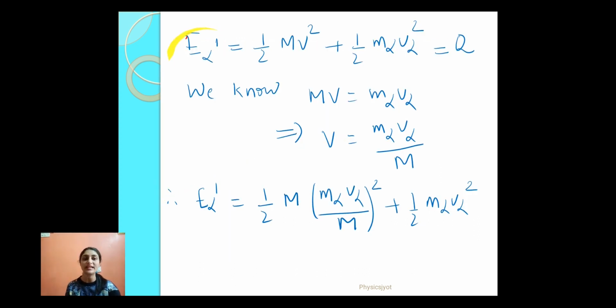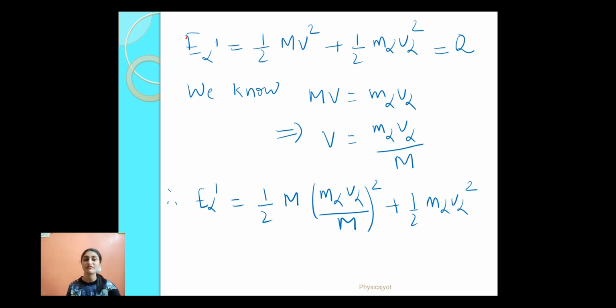So we have E dash alpha, the alpha disintegration energy. It is the sum of half M V square, the kinetic energy of the product nucleus, and half m alpha v alpha square, the kinetic energy of the alpha particle. This is nothing but Q also. Now we know that the momentum of the product nucleus equals the momentum of the alpha particle. So capital M V equals m alpha v alpha. From this we can calculate capital V, which equals m alpha v alpha upon M, and we will substitute this value of V in this equation.